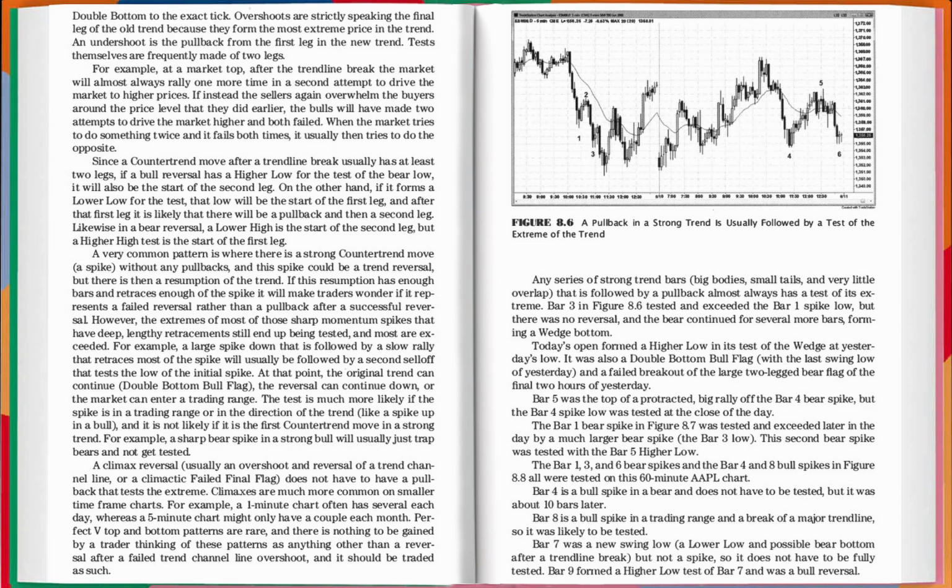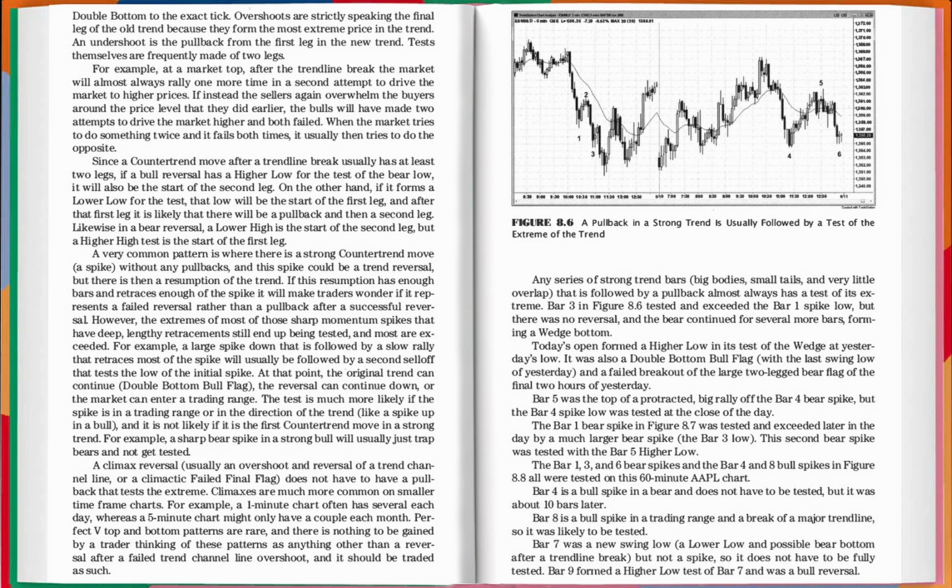Bar 5 was the top of a protracted, big rally off the bar 4 bear spike, but the bar 4 spike low was tested at the close of the day. The bar 1 bear spike in figure 8.7 was tested and exceeded later in the day by a much larger bear spike, the bar 3 low. This second bear spike was tested with the bar 5 higher low.